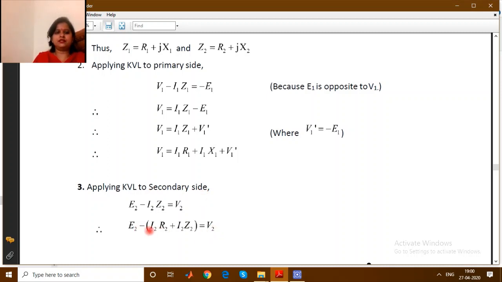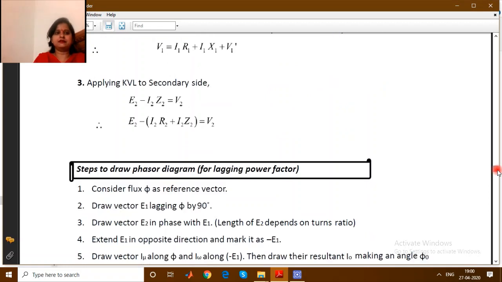Apply KVL on the secondary side, we will have the voltage equation like this. V2 is equal to E2 minus I2 Z2 and V1 is equal to I1 R1 plus I1 X1 plus V1 dash, where V1 dash is equal to minus E1. Always remember that V1 dash will be minus E1, always having the sign of minus with E1. So apply KVL on the secondary side, we will have this equation.